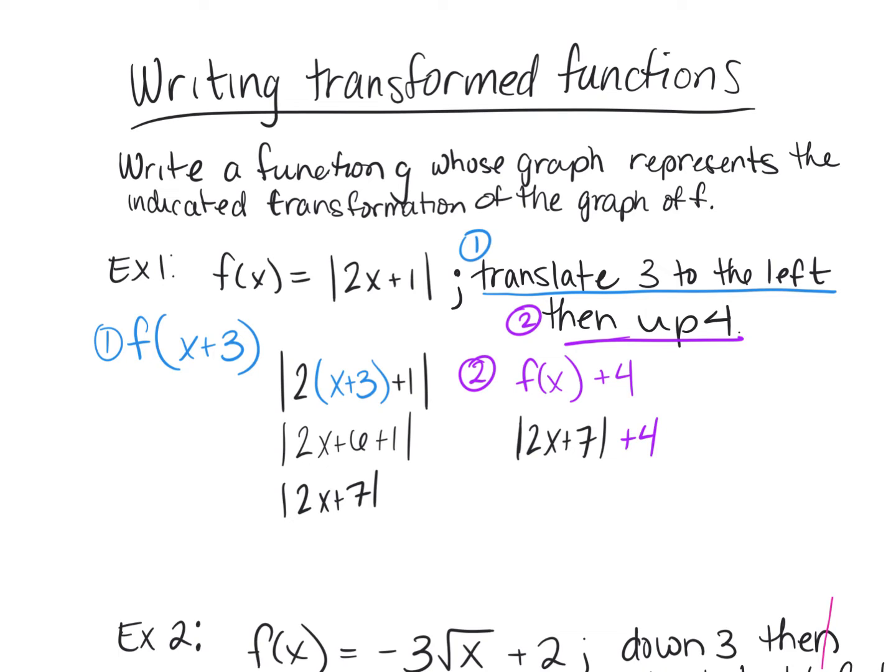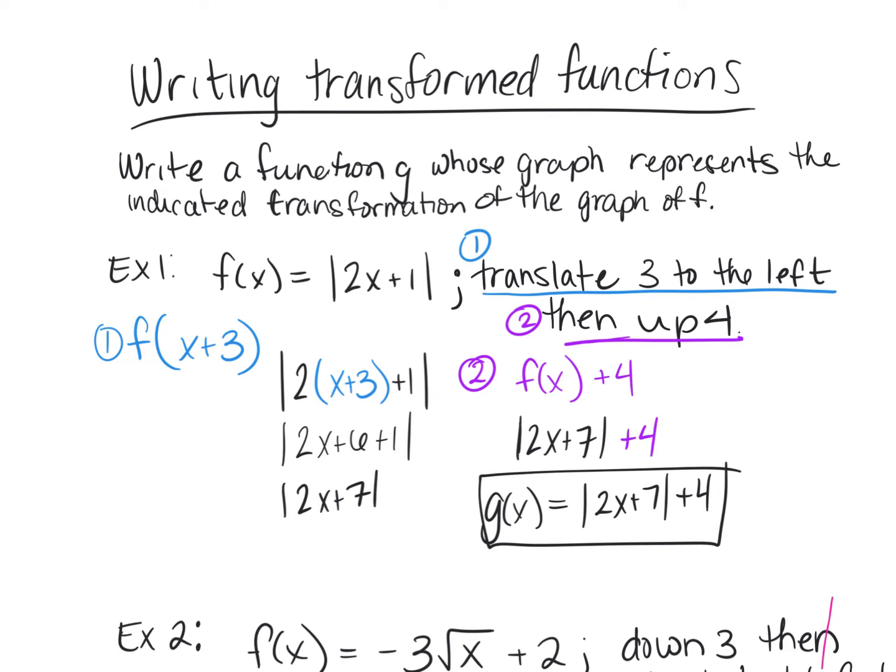Now, am I allowed to add into that absolute value? No. I can substitute if it's x plus 3, but I can't if it's plus 4 on the outside. So my final answer, g of x, is the absolute value of 2x plus 7, plus 4. That's my new function.